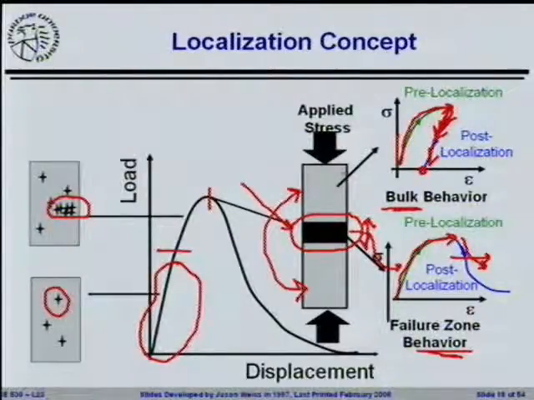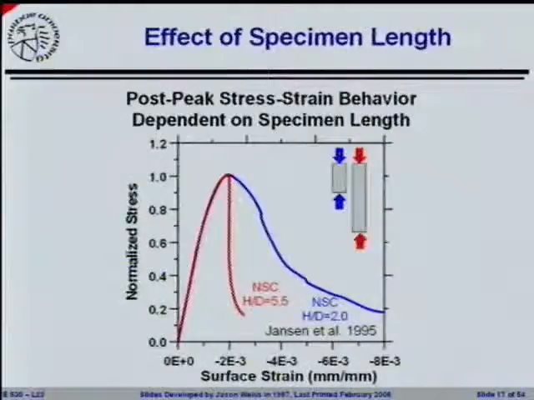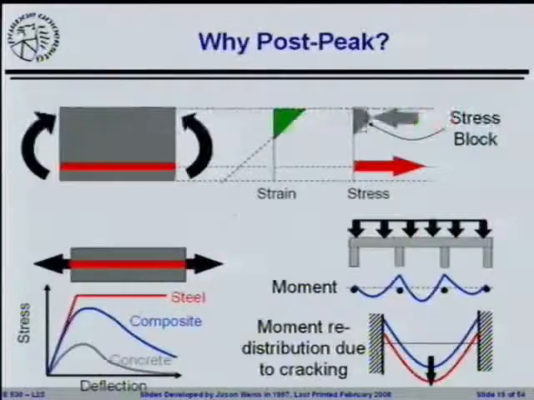So as you make a specimen longer and longer, what you're increasing is the portion of the specimen that's going to behave elastically. It's going to unload once you get past the peak load. This is why you're going to see a much more brittle response. More of the specimen is simply unloading. Less of the specimen is undergoing this localized damage development. So you're going to see a much more brittle overall response.